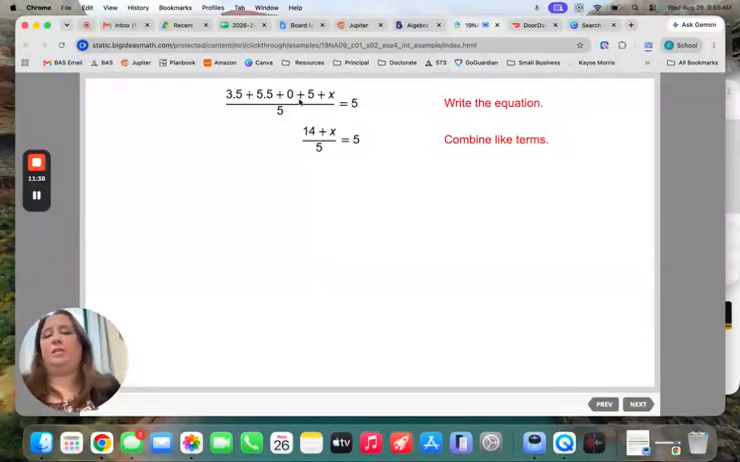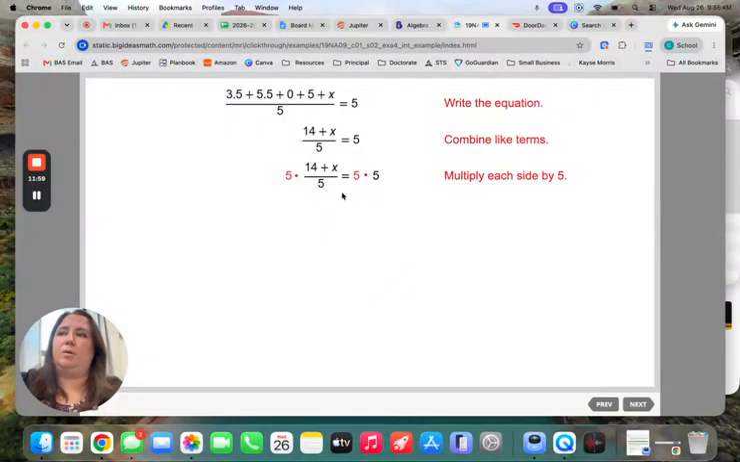So the first thing we do is simplify the top part. 3.5 plus 5.5 plus 0 plus 5 gives you 14. Now this looks a lot easier to stomach. What would you do next here? Well, it is divided by 5. What's the opposite of division? Multiply. So we're going to multiply both sides by 5 so we can cancel out this 5 underneath. And then on the right, 5 times 5 is 25. So now you're left with 14 plus X because we were able to get rid of that 5.